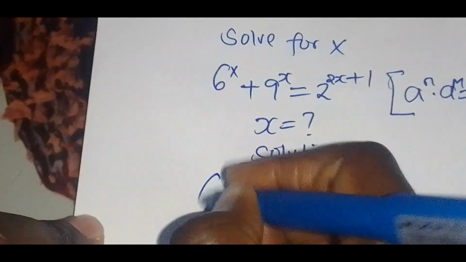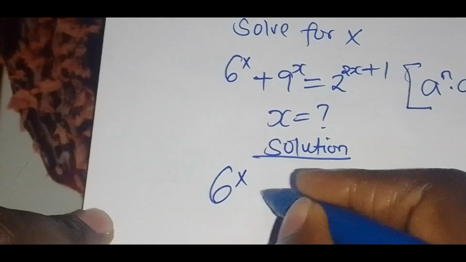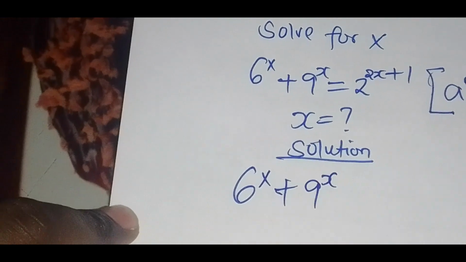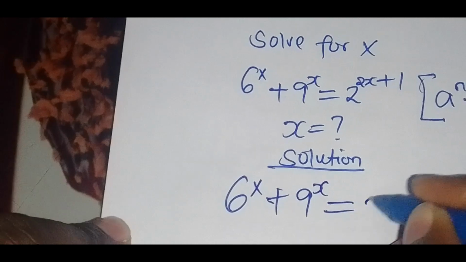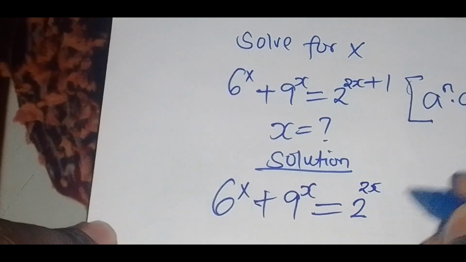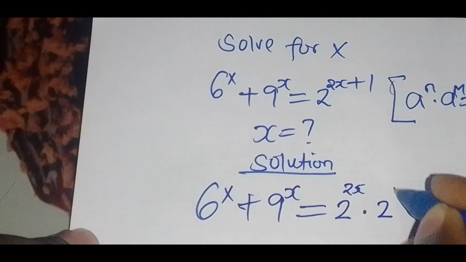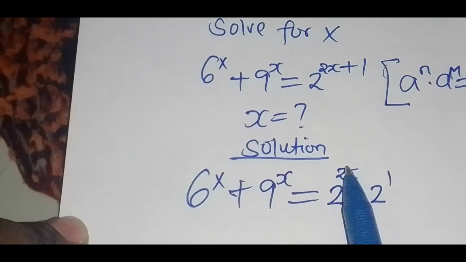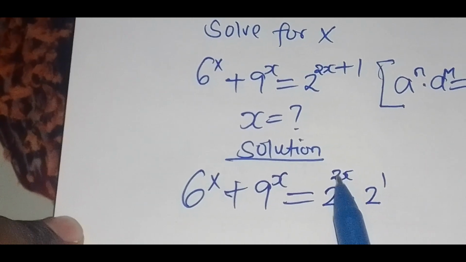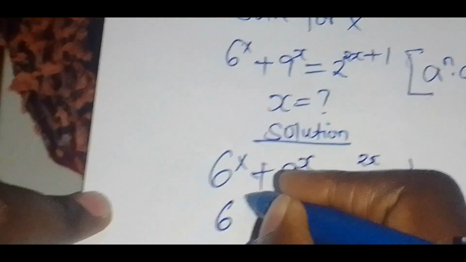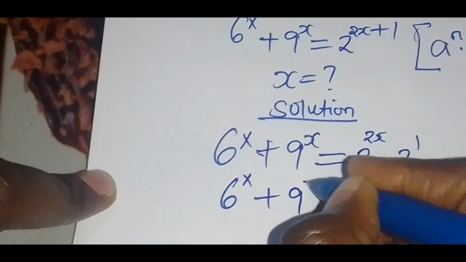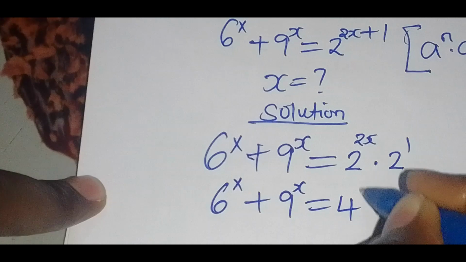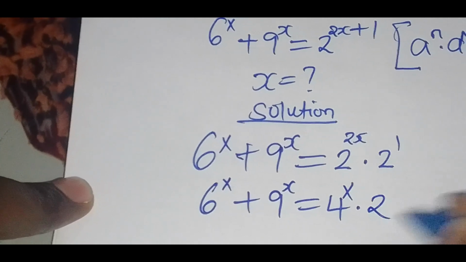We'll have 6 raised to the power x plus 9 raised to the power x. This is equal to 2 raised to the power 2x multiplied by 2 raised to the power 1. Okay, so if we say 2 raised to the power 2, that is 4. So we'll have 6 raised to the power x plus 9 raised to the power x equal to 4 raised to the power x multiplied by 2.